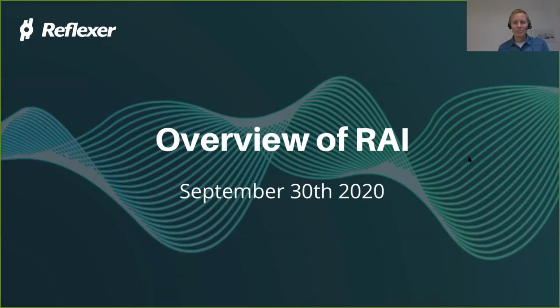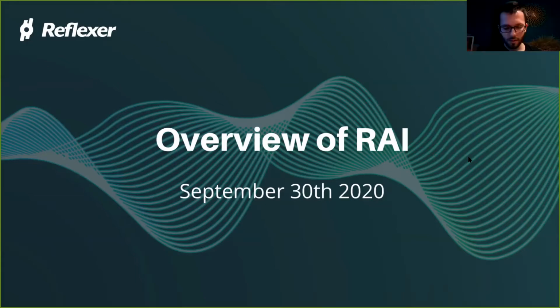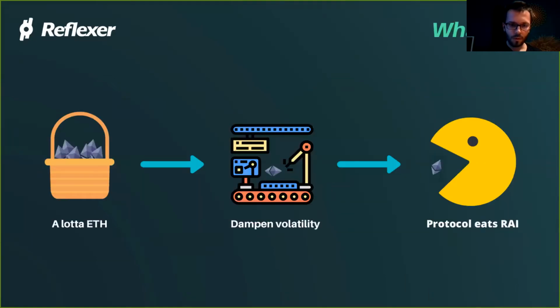Cool. So today I'll give you a brief overview of what RAI is, our first asset that we plan to launch, meaning I'll talk about what it is, why we're building it, and when we plan to launch it. So the first thing to note is that RAI is not actually a stablecoin.